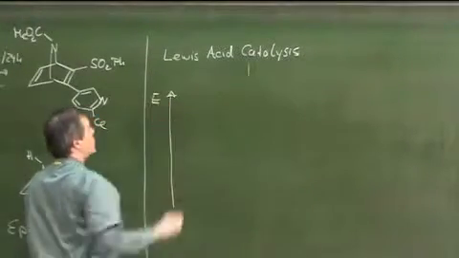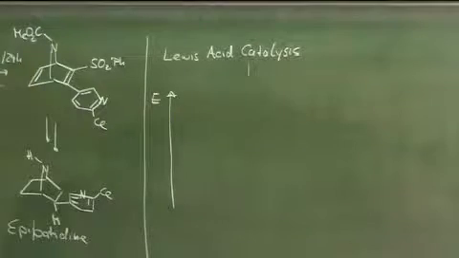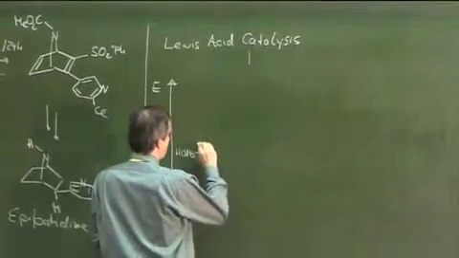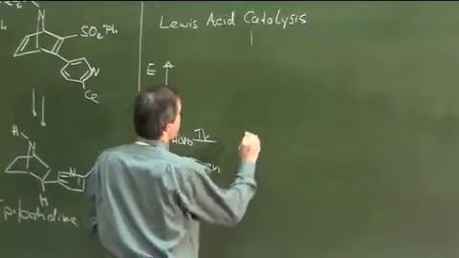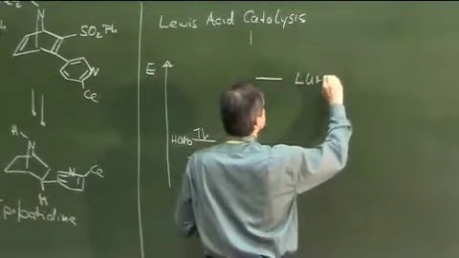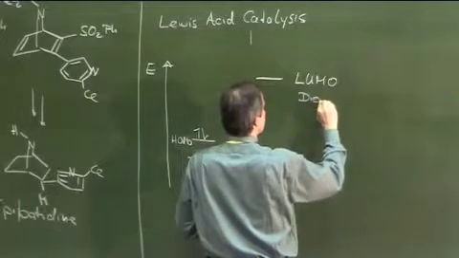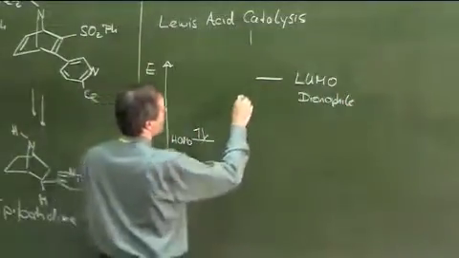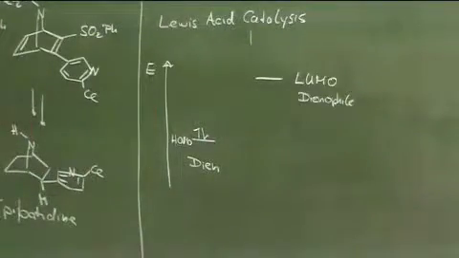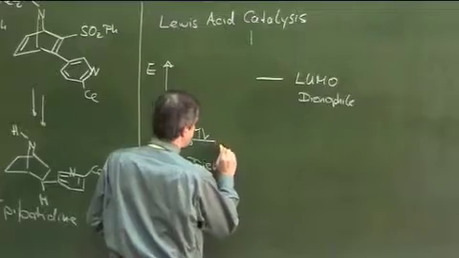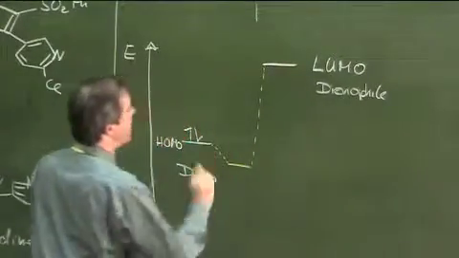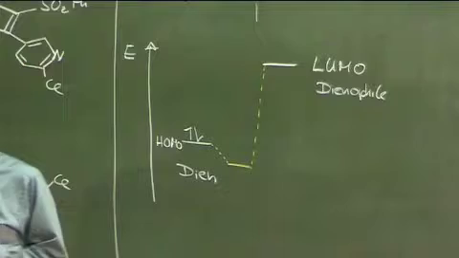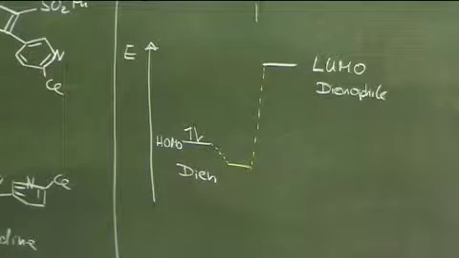And so the typical scenario, if you want to catalyze the Diels-Alder reaction, is that you have your HOMO of your diene and the LUMO of the dienophile, and by the interaction of these two orbitals, you will undergo the Diels-Alder reaction.